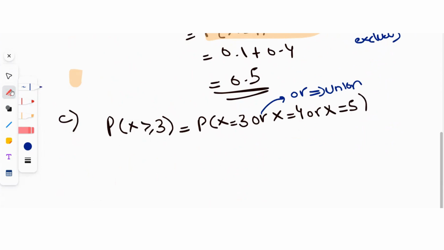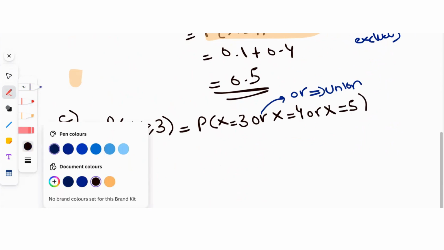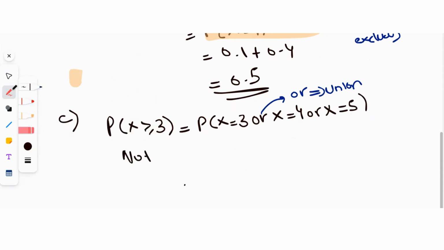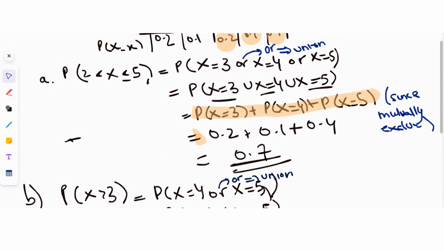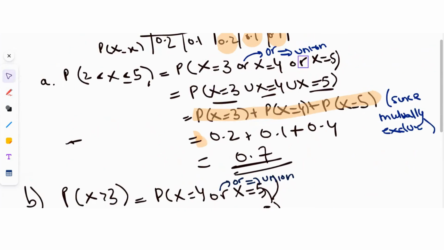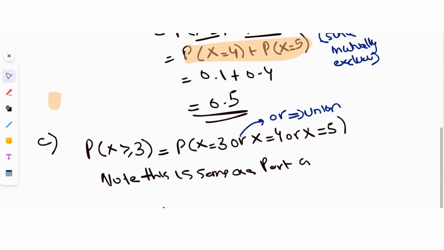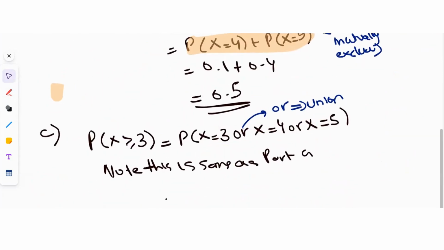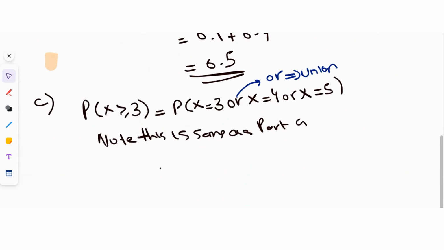And here, note, this is the same as part A actually, right? So over here, we don't have to actually solve this again. In part A, we essentially found the same thing: probability x is 3 or x is 4 or x is 5, right? By summing up, all this just boils down to the probability x is 3 plus probability x is 4 plus probability x is 5. Since this is the exact same as part A, we don't have to do this again.